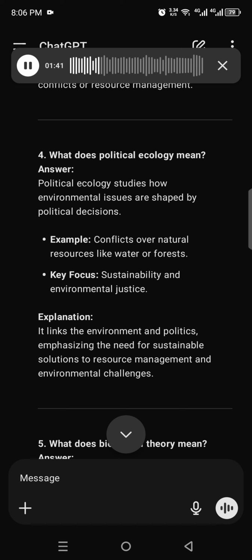5. What does biological theory mean? Answer. Biological theory in political geography explains the role of population and natural resources in shaping politics. Population density, how crowded areas affect governance. Natural resources, impact of resources like water and minerals on political power. Explanation. It helps understand how natural factors influence political boundaries and power struggles.